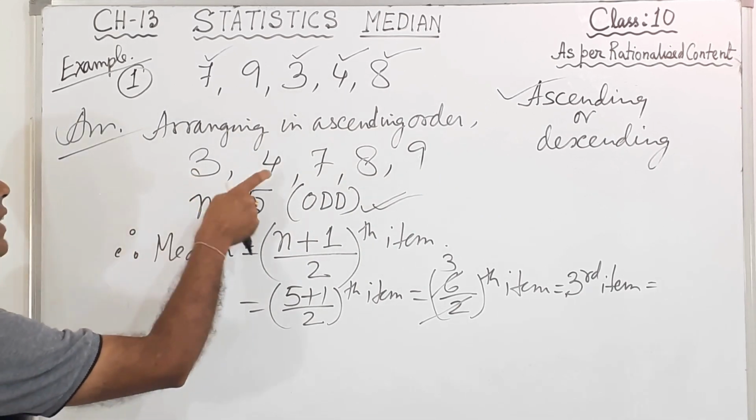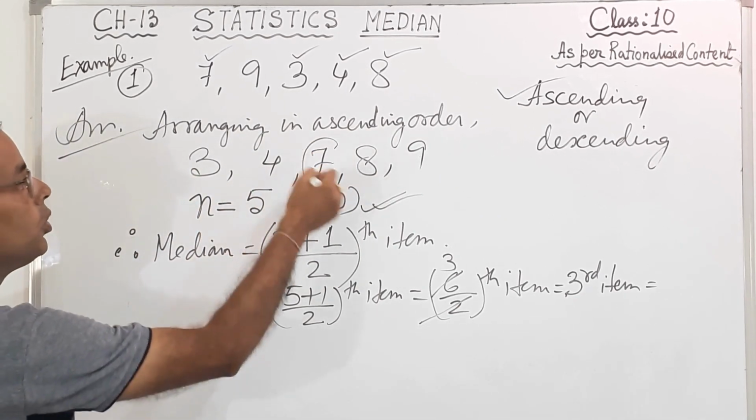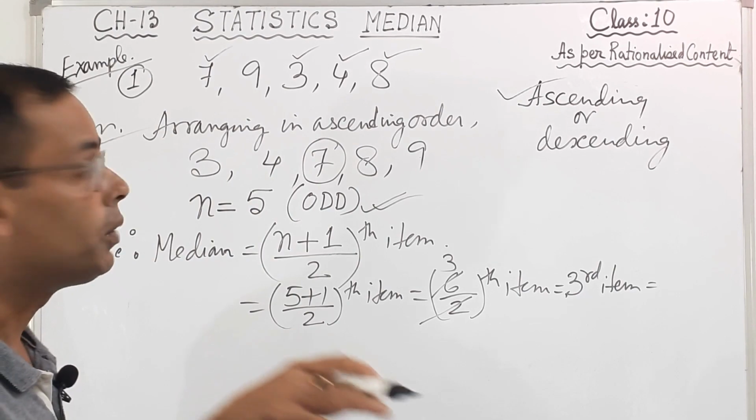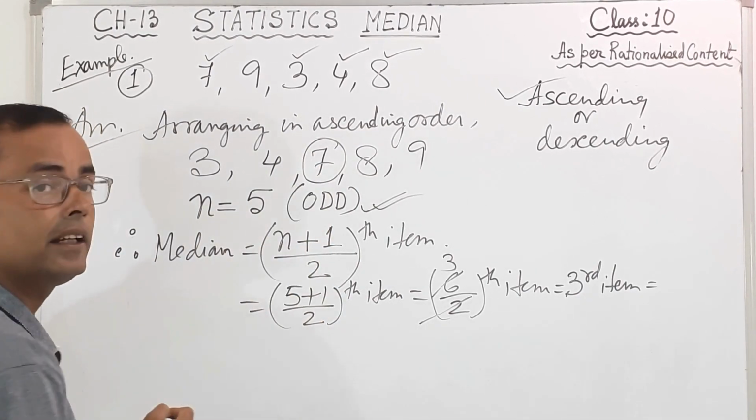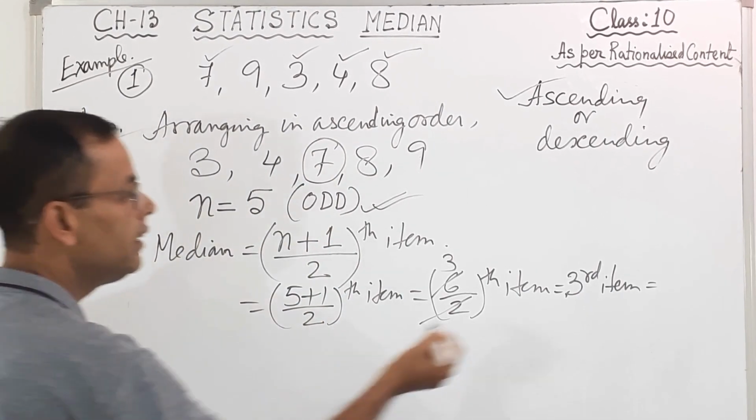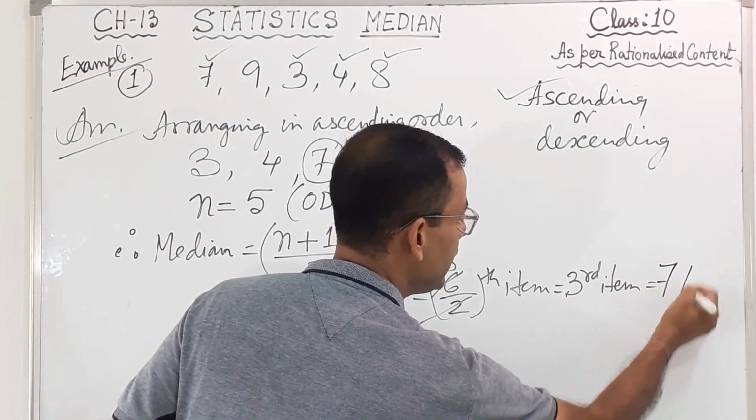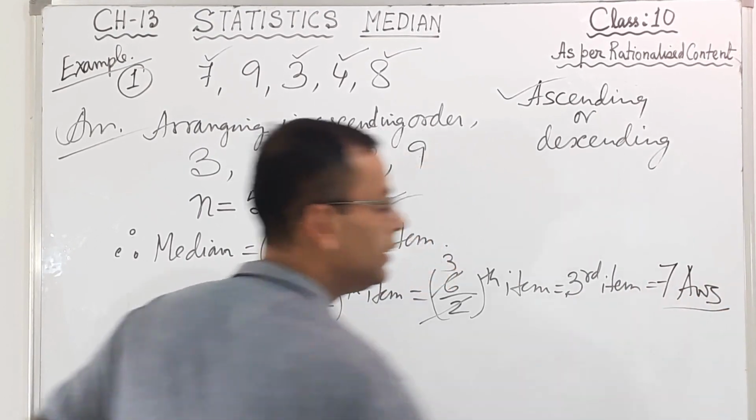तो ये फर्स्ट, ये सेकेंड और ये थर्ड. तो तुम्हारा भैया, तुम्हारा भाई क्या लेकर आएगा? ये कपड़ा लेकर आएगा. ये कितना है? 7. So 7 is the median.